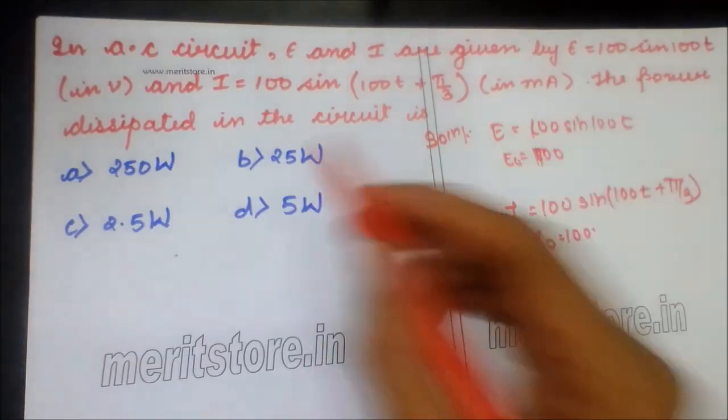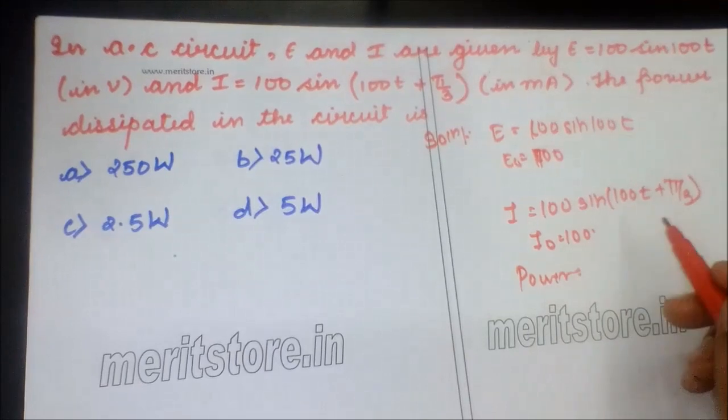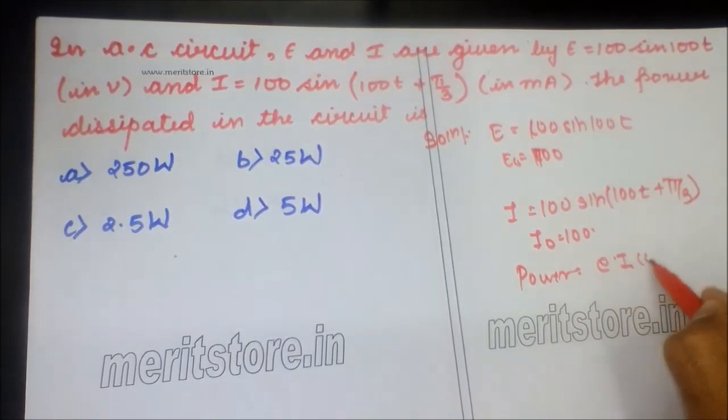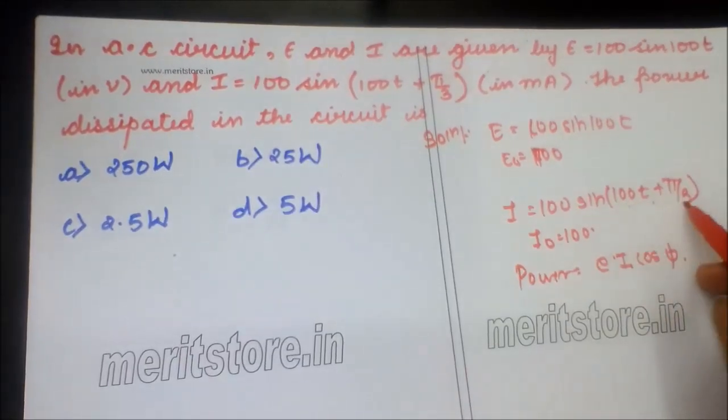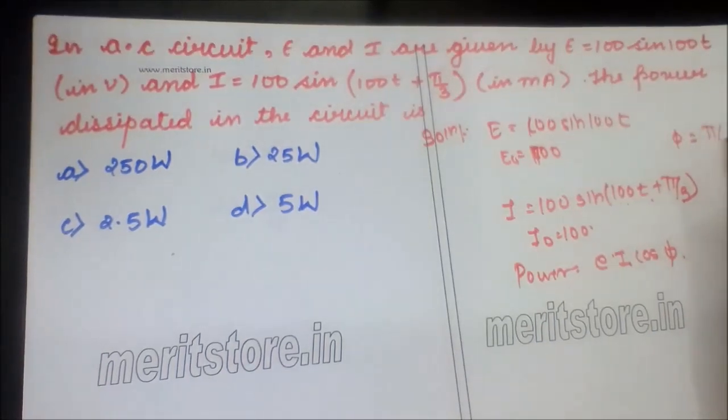So for this we need to find the power dissipated, where power is given by the formula E into I into cos phi, where phi becomes equal to again pi by 3.